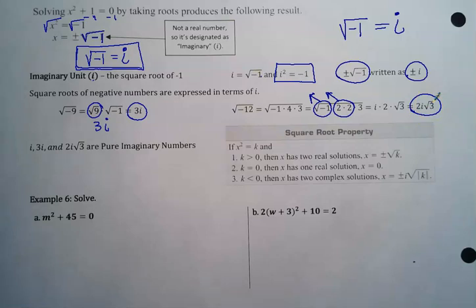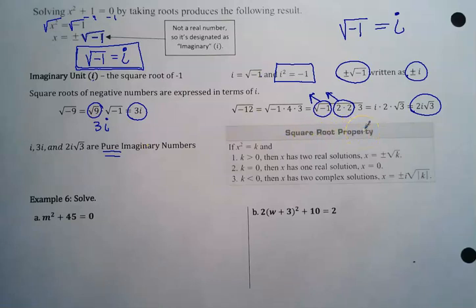Lots of stuff going on there. The other thing, 3i and 2i times the square root of 3 are called pure imaginary numbers. We'll get into those a little bit more, pure imaginary numbers and some of the differentiations later, but that's just for you to know at this point. Okay, so back to our square root property.